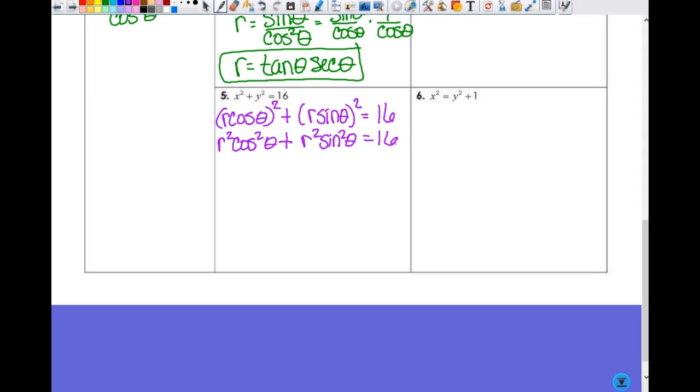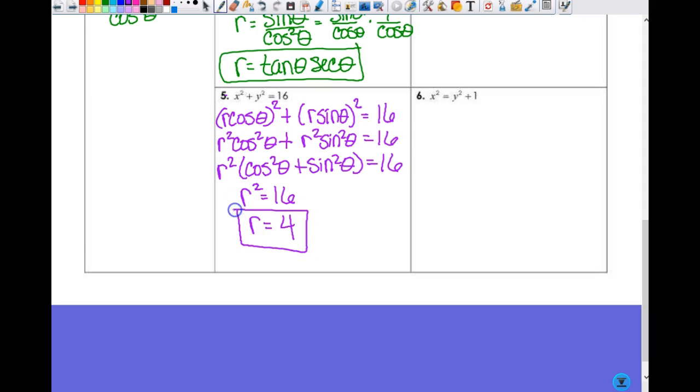Okay. So there's no dividing by r's on here, right? Because I don't have r in every single thing. But is it a GCF? Yes. So r squared times cosine squared theta plus sine squared theta equals 16. What's cosine squared plus sine squared? 1. So r squared equals 16. And what does r equal? 4. This is that simple circle centered at the origin, right? The radius is always 4. That's why you got that circle. This is a way better equation in polar than in rectangular. We good with that?